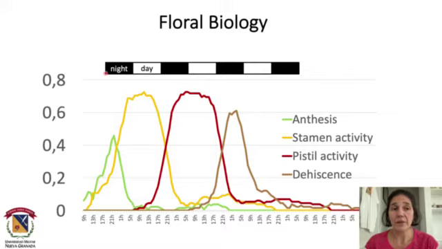What we found is flowers open for 3 days. In the first night, it's the opening of the flower, followed by the male phase, and the next day, the female phase. And lastly, there is the dehiscence.